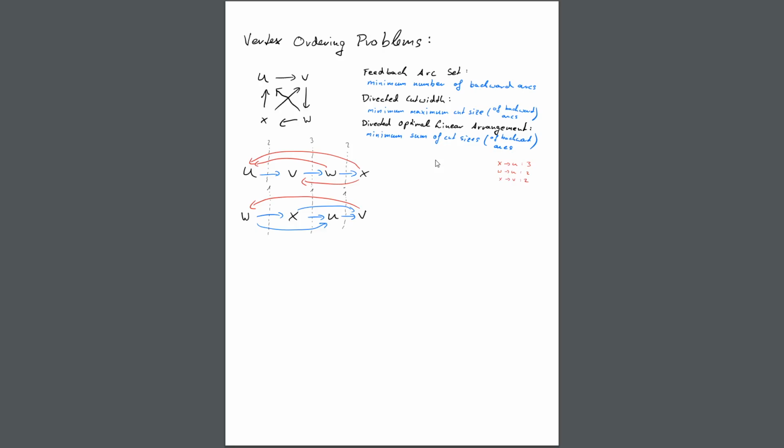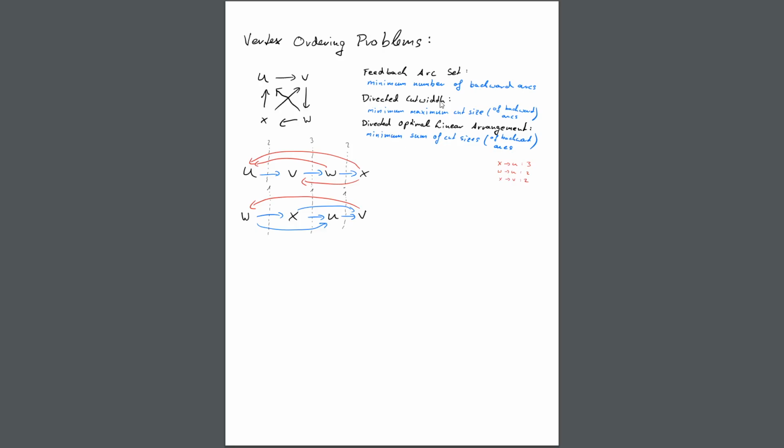In a directed or undirected graph, the problem is of the following type. We want to order the vertices linearly in order to minimize or maximize a certain objective. The most famous example maybe is feedback arc set. Here we want to minimize the number of backward arcs.